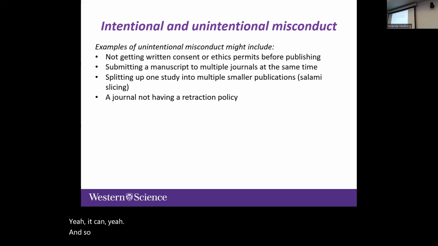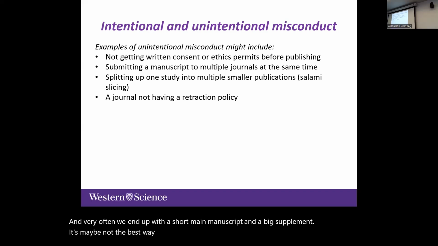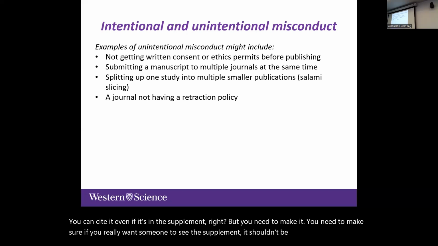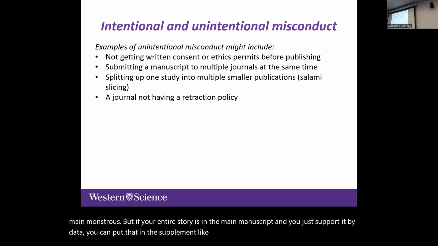Now with my group, I have so many people that have so much data, and very often we end up with a short main manuscript and a big supplement. It's maybe not the best way either, but at least it publishes it, and you can cite it even if it's in the supplement, right? But if you really want someone to see something, it shouldn't be in the supplement. It should be in the main manuscript. But if your entire story is in the main manuscript and you just support it by data, you can put the details in the supplement. So yeah, it's a balance.